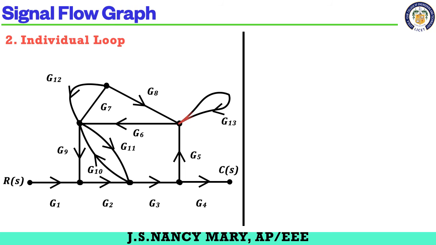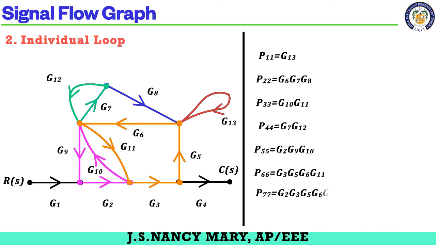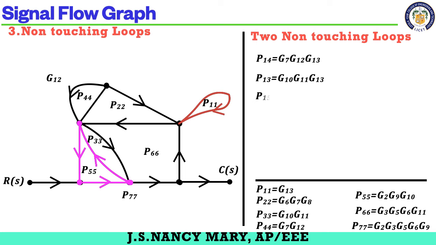Now let us move on to the next part. I'm writing the 7 loops again. Next, we need to find out which loops are not touching with each other. I'll write the 7 loops. For the two non-touching loops, first let me consider P11. P11 and P44 are not touching with each other, so I could write it as P14. Then P11 and P33 are not touching, so I could write it as P13. P11 and P55 are not touching, so I could write it as P15.